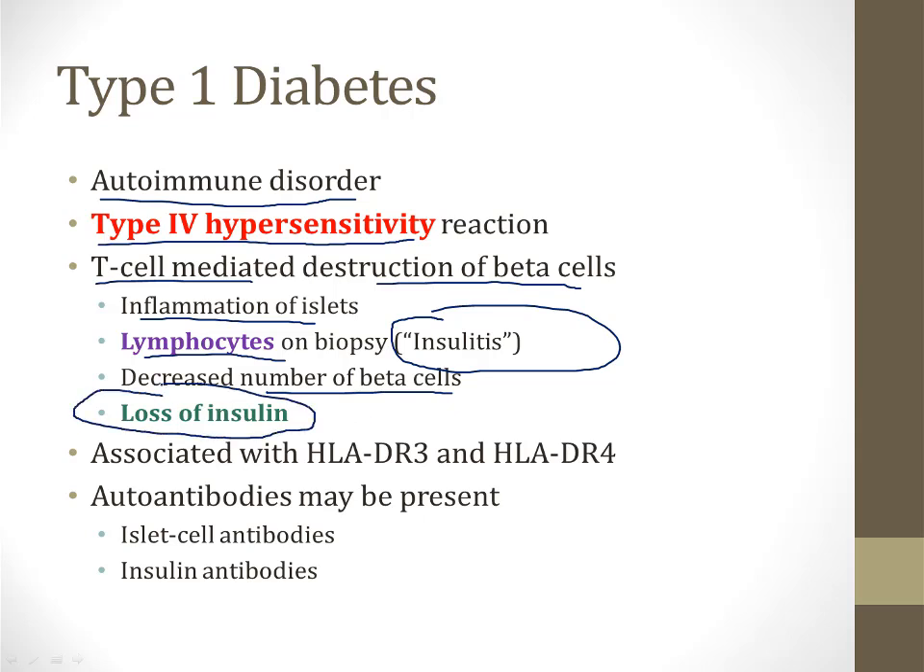Like many autoimmune disorders, this is associated with certain human leukocyte antigens. Type 1 diabetes is associated with HLA-DR3 and DR4. There are also sometimes autoantibodies that are found. They're not part of the pathophysiology of the disease, but they can be detected in the serum. You can see islet cell antibodies and sometimes insulin antibodies.